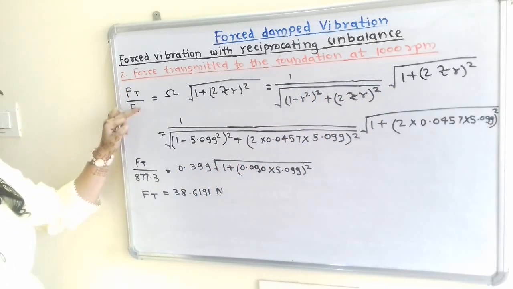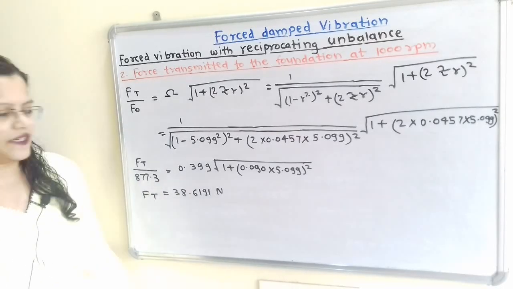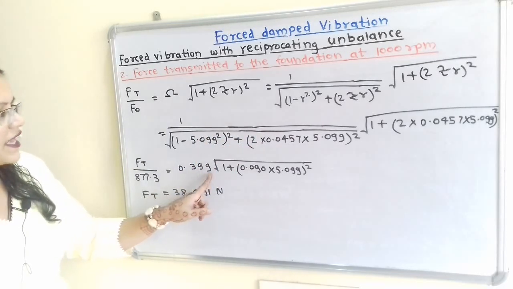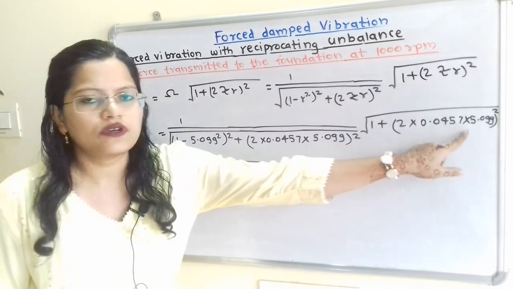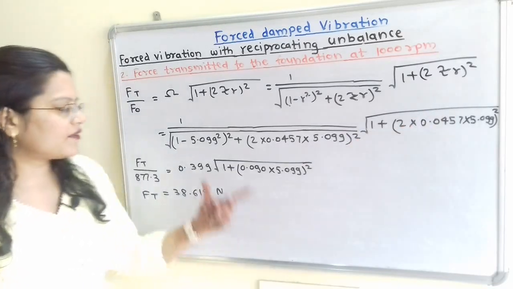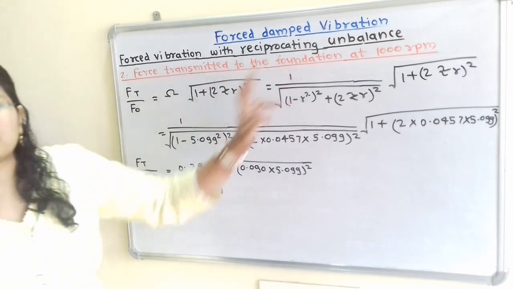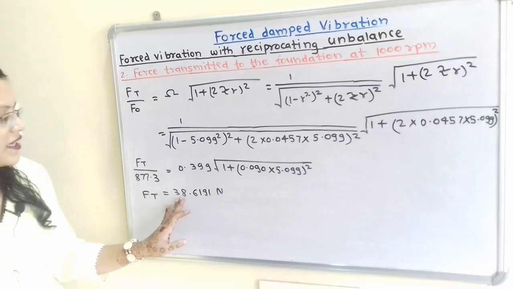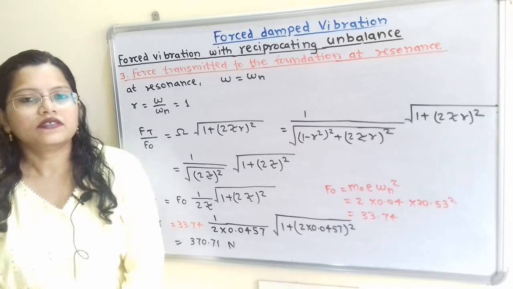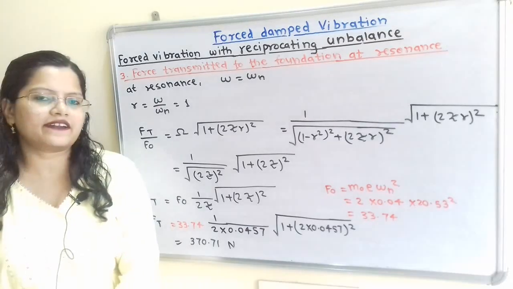So here Ft divided by Fo. Fo we have calculated as 877.3, which is equal to, for the first term, the answer 0.399 and under root of, we write as it is and solve this square root term. Now when we solve this, we will get the answer: Ft, that is the force transmitted to the foundation, is equal to 38.6191 Newton.